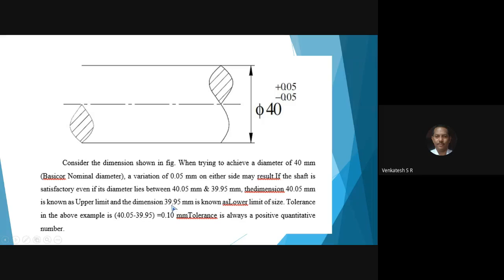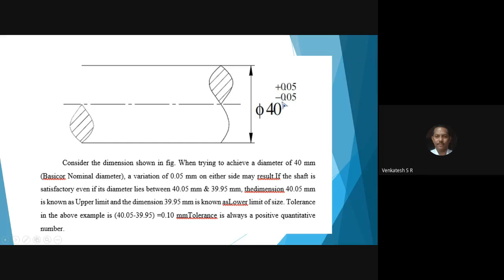That is 39.95. This is called lower limit of size. And remember, this 40 millimeter or 45 is called basic dimension, basic diameter, or nominal diameter. Remember, basic dimension or basic diameter or nominal diameter. This 40 millimeter is called nominal diameter, basic diameter.